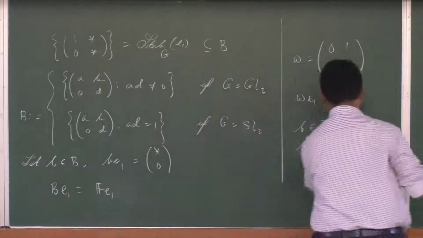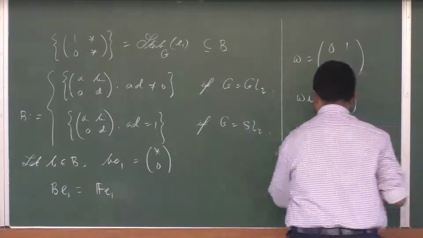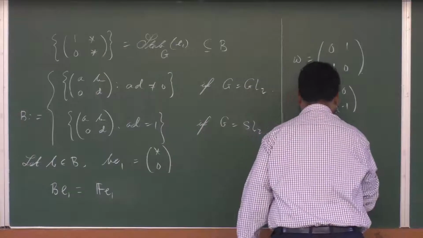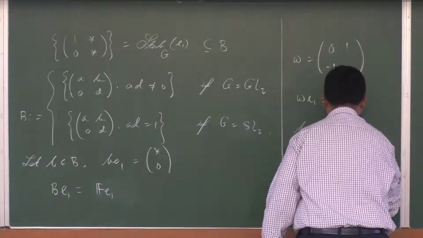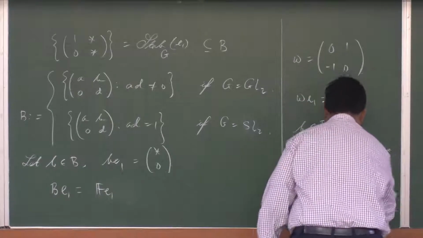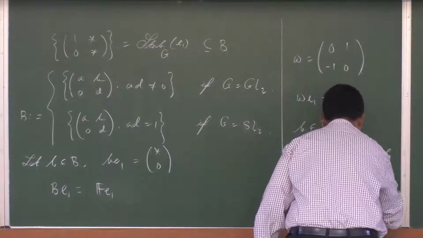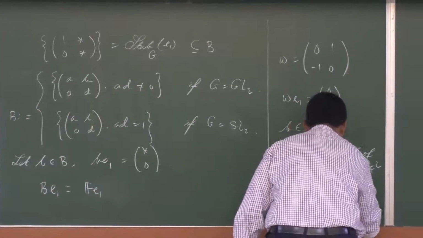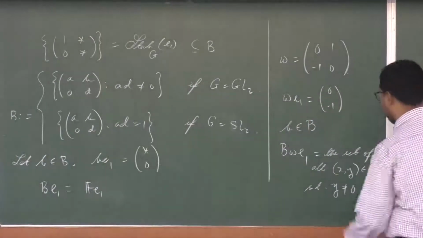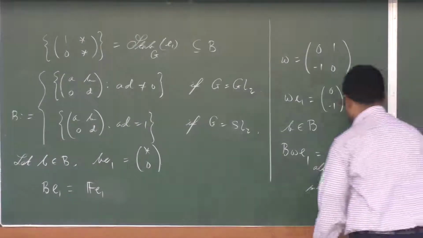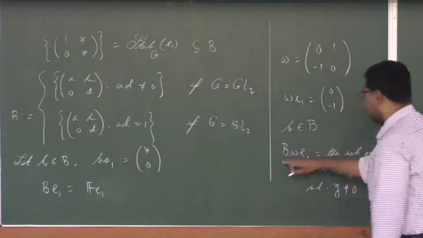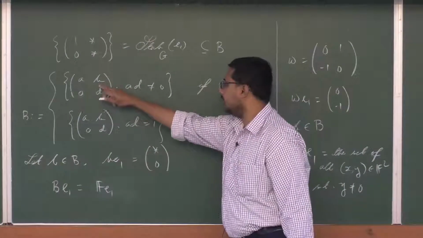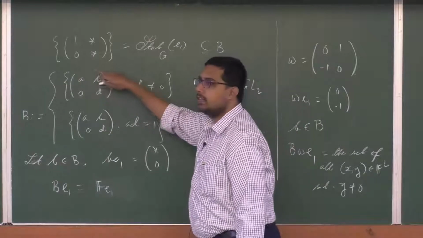Let me put it in a much more concrete way. From this observation my claim is that B W e_1 is the set of all (x, y) in F^2 such that y is not equal to 0. Why so? That is very easy to see. We have already observed that this has second component non-zero, because that actually comes from the second row of the matrix.